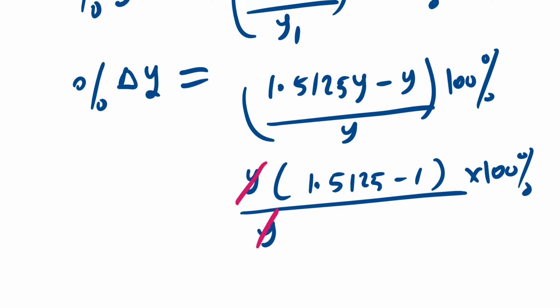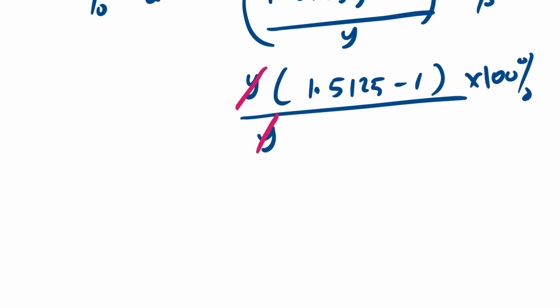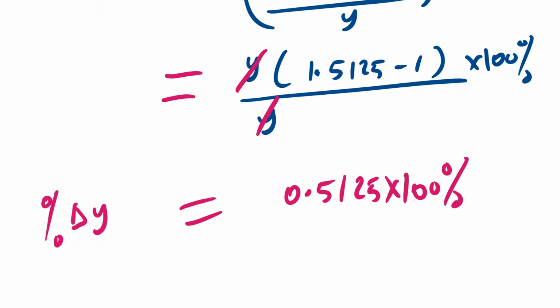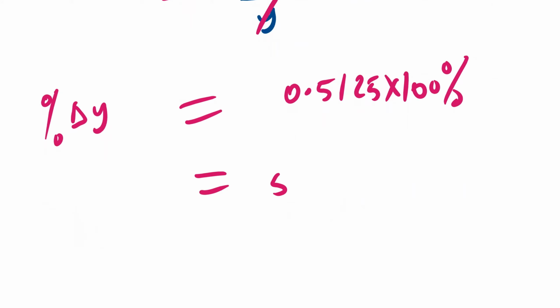So y and y can be cancelled again, and the result now is going to be 0.5125 times 100%. So you see the percentage change in y actually is 51.25%.